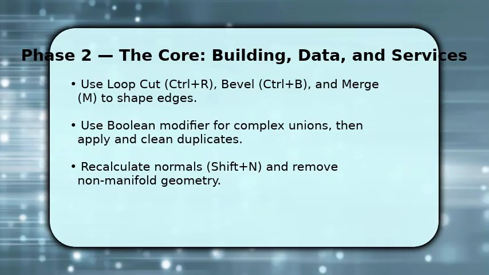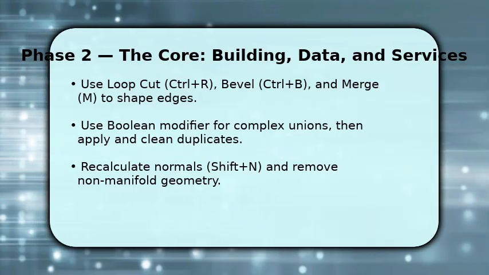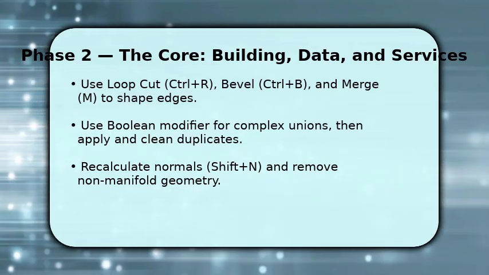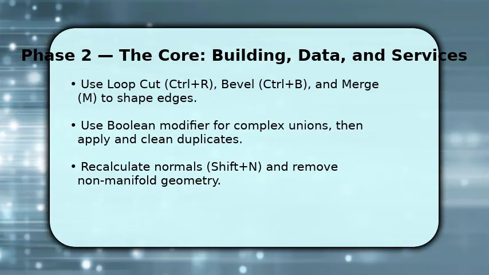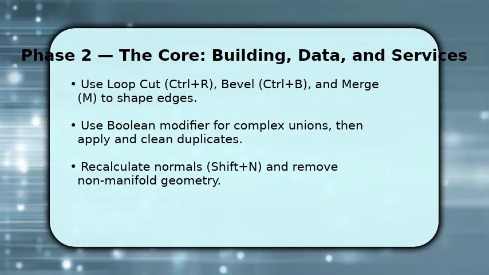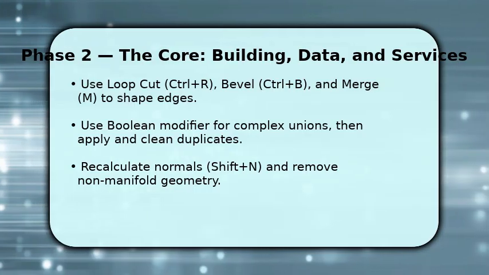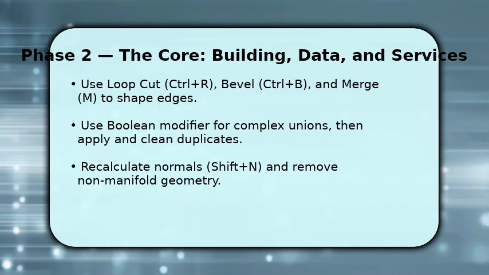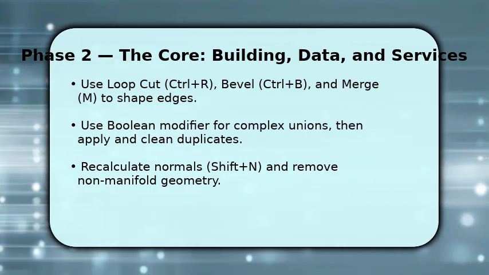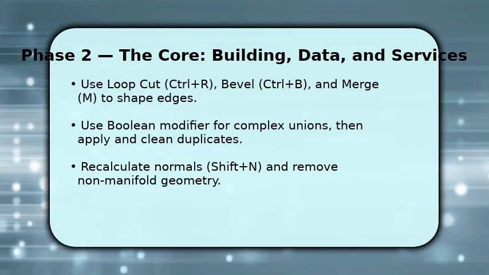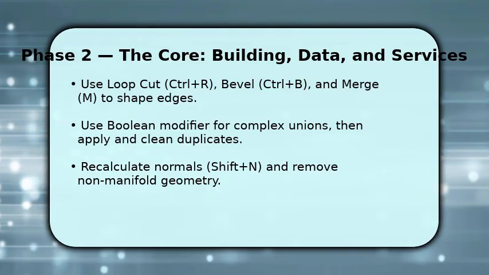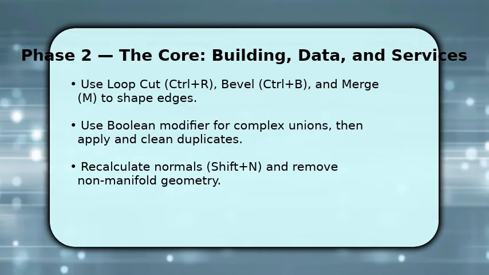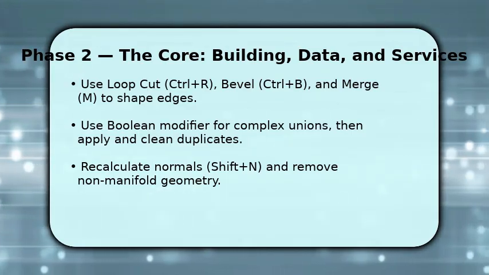Next, focus on creating a clean, manageable mesh. You'll use loop cuts and bevels to add control, and merge vertices to eliminate T-junctions that create shading artifacts. For complex intersections, add a Boolean modifier, set it to difference or union, apply it, and immediately run remove doubles or merge by distance to clear duplicate verts. Make sure to recalculate normals and inspect for non-manifold edges. If you skip that, smoothing and subdivision will produce unpredictable results.